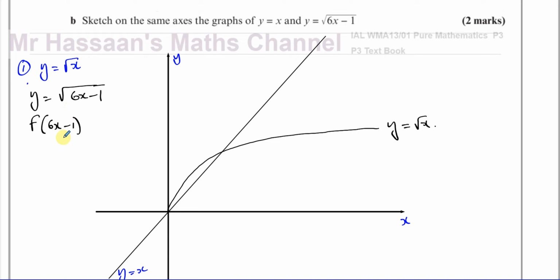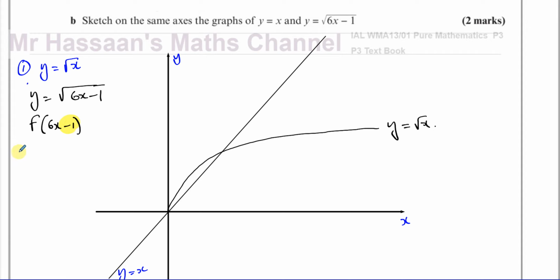When the changes take place inside the function, you must deal with them in the order opposite to BIDMAS, and it does make a difference. So we're going to first deal with the transformation caused by this minus 1, not the multiplication, the subtraction first.